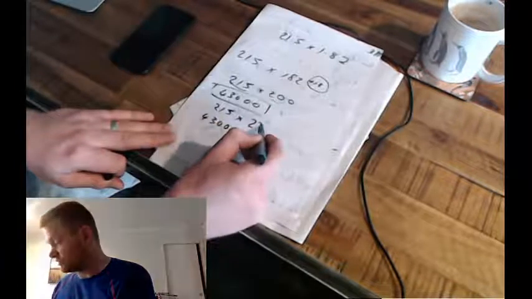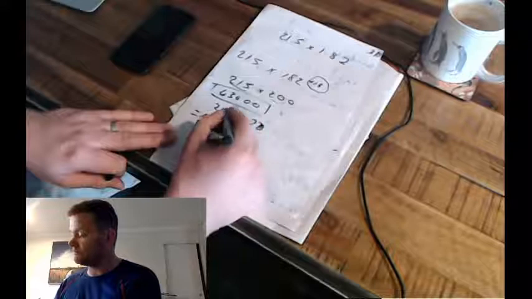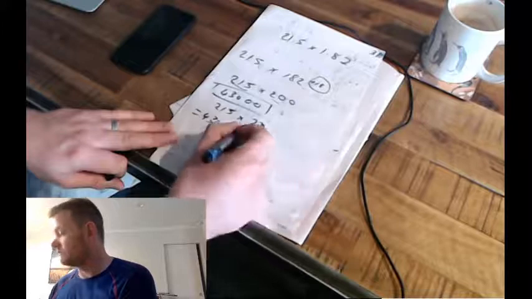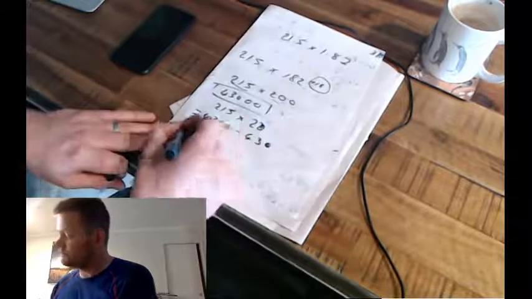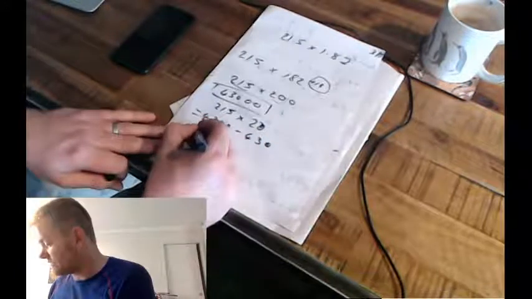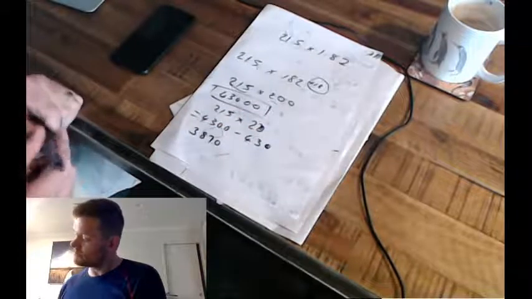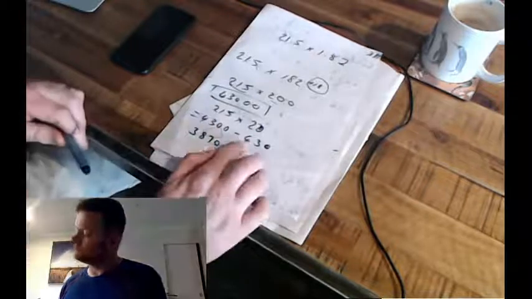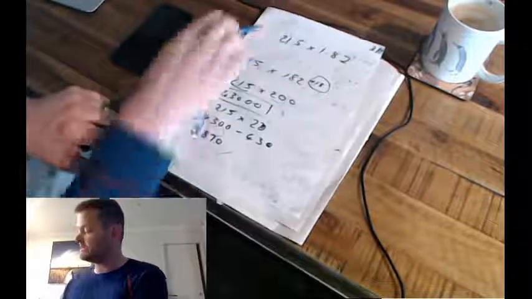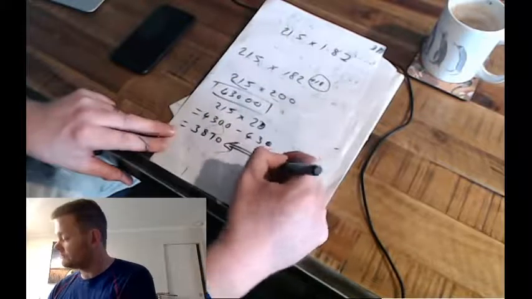430 with another O, because 20 has one O, so you add it there. And then I'm going to subtract 2 times that, which is 430. Take away 430. So that leaves me with 130 less than 3,870. Cool. So that there is the answer to 18 times 215.